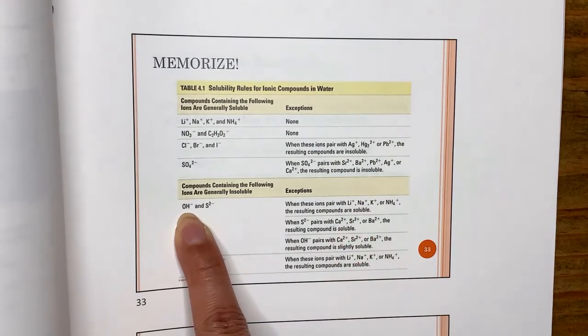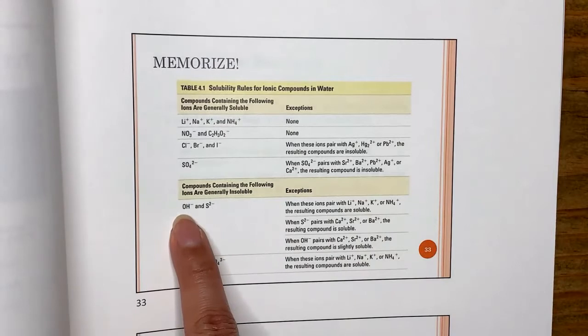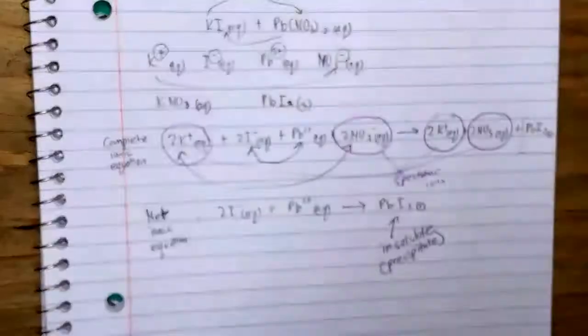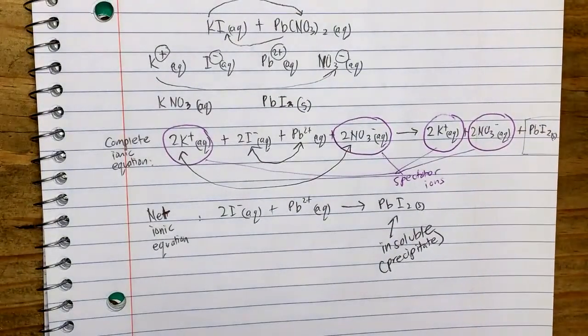So aluminum is not on that list here. So aluminum hydroxide, Al(OH)3, will be insoluble, and it will precipitate out of your solution right there.